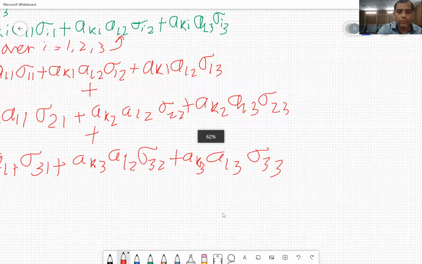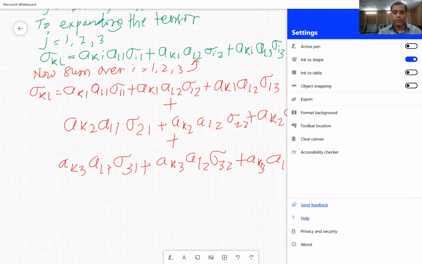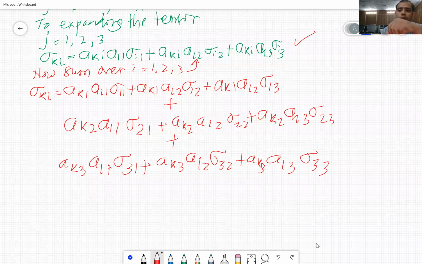How many of you can understand this equation? Now tell me. First, I have taken the sum over j is equal to 1, 2, 3. This is the equation. First, see this equation. Then I am taking I is equal to 1, 2, 3. By putting j is equal to 1, 2, 3, this is the first equation I have here.